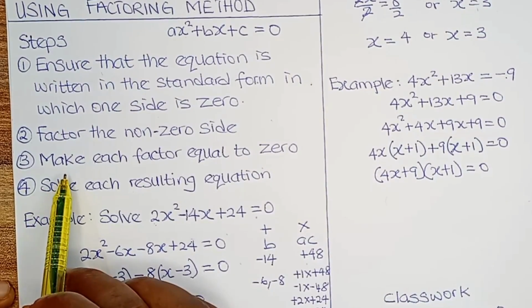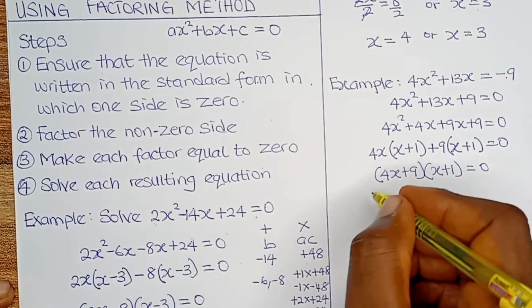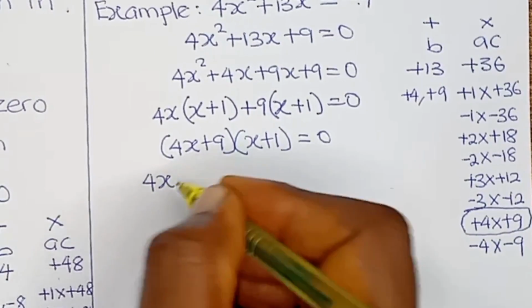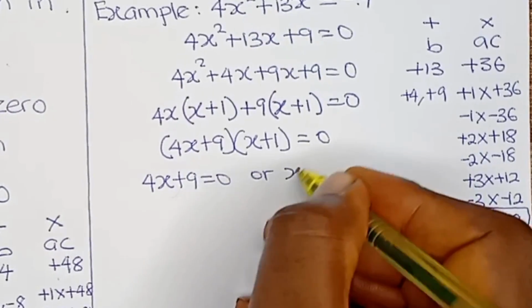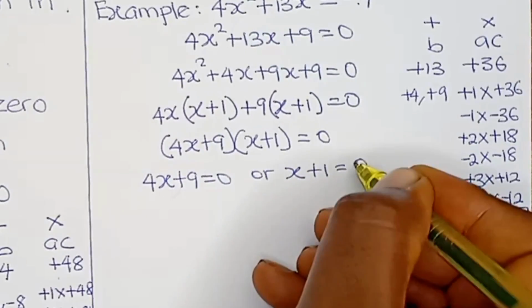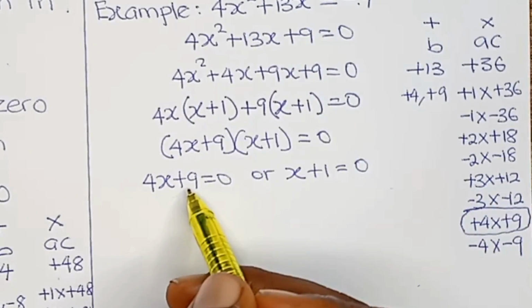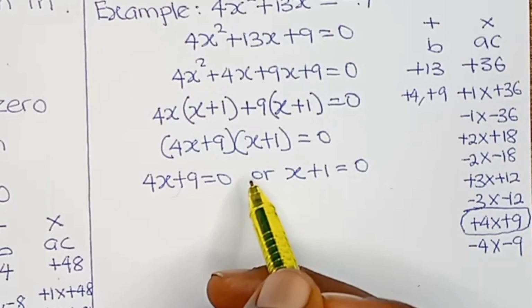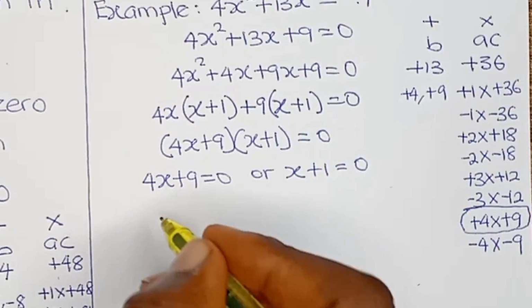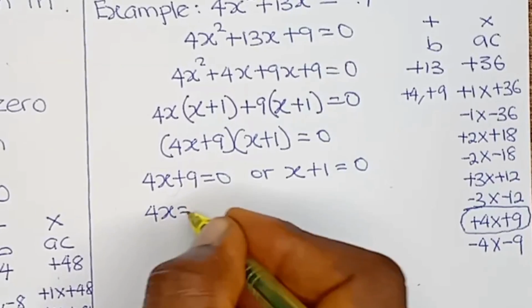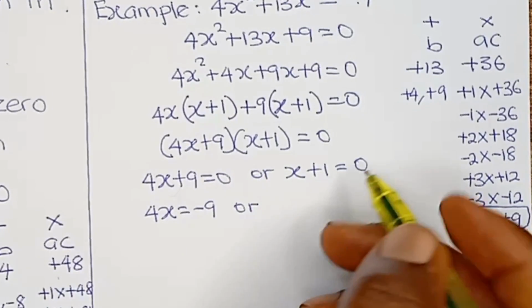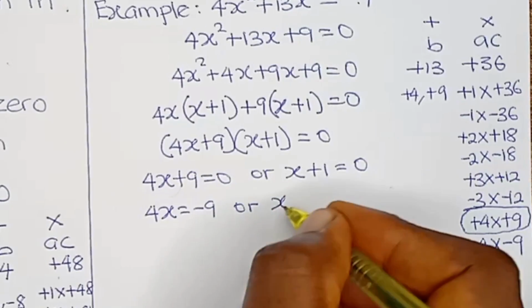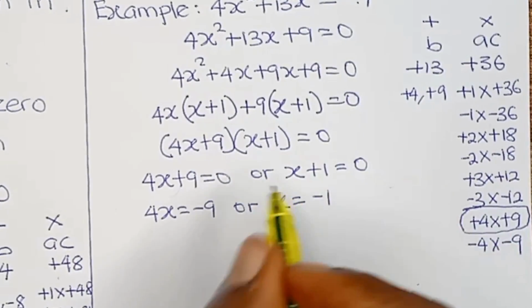The third step is make each factor equal to 0. So this will mean 4x plus 9 is equal to 0, or x plus 1 is equal to 0. Next thing we do is move plus 9 to the right. It becomes minus 9. So 4x is equal to minus 9, or when plus 1 moves to the right, it becomes minus 1, or x is equal to minus 1.